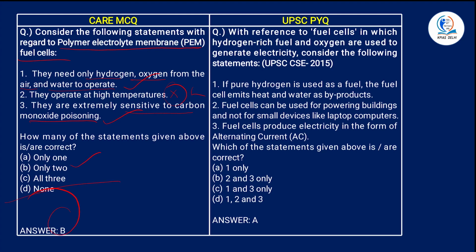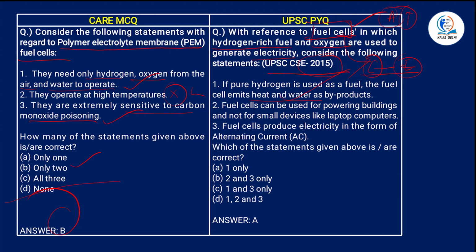So similar kind of questions has also been asked in UPSC 2015. Whenever you talk about the fuel cells, the concept, the working of the fuel cells, the advantages of fuel cells and the types of fuel cells, we have already discussed. Based on this, in the 2015 preliminary examination, with reference to fuel cells, which hydrogen-rich fuel and oxygen are used to generate electricity? As I told you, chemical energy is converted into electrical energy by using fuel cells. This is the question which was given. So pure hydrogen is used as fuel. The fuel cell emits heat and water as byproducts, as I explained in our earlier example as well.